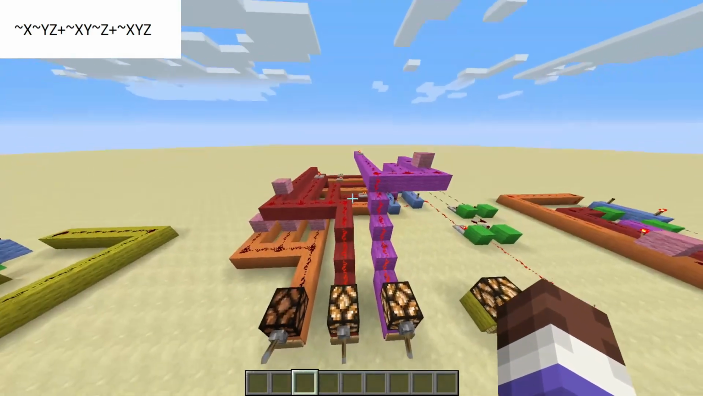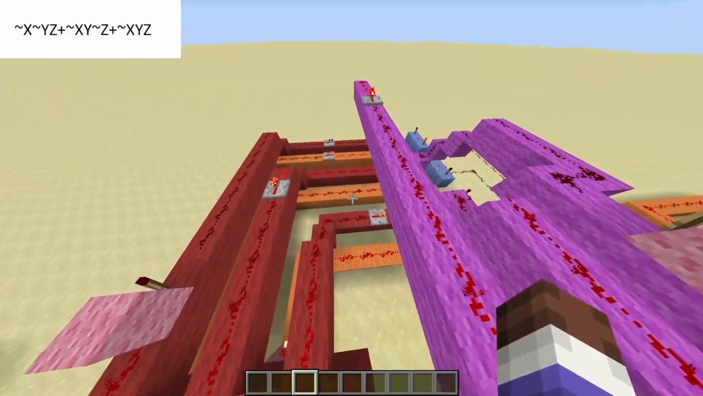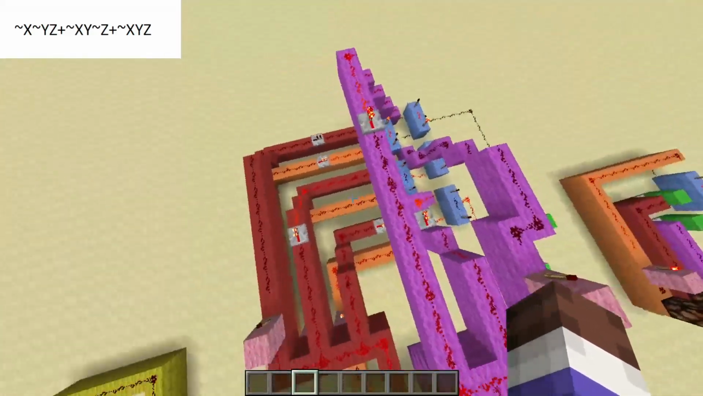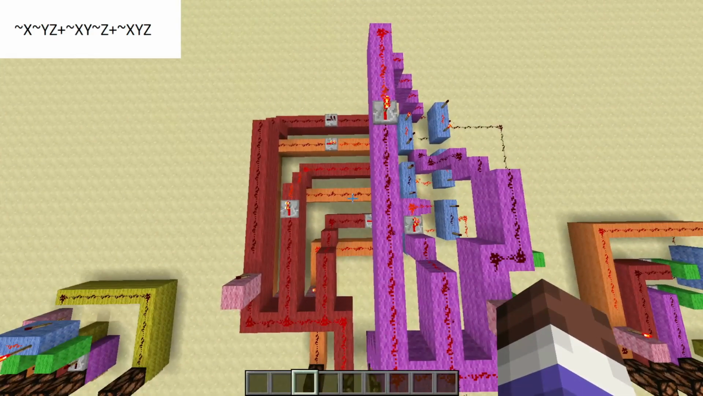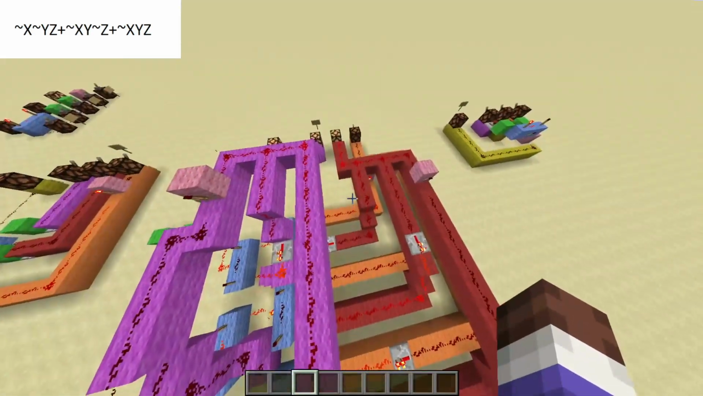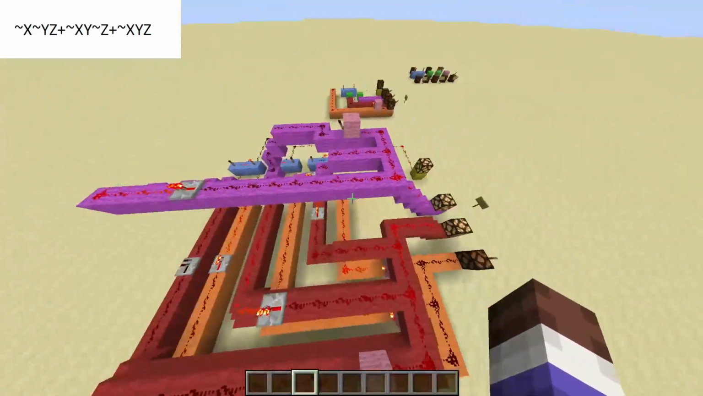But, I don't know if you noticed, this is a very big, very clunky contraption. So, how do we compact it? How do we make it easier to build this without having a million different redstone lines everywhere and taking up a huge space?